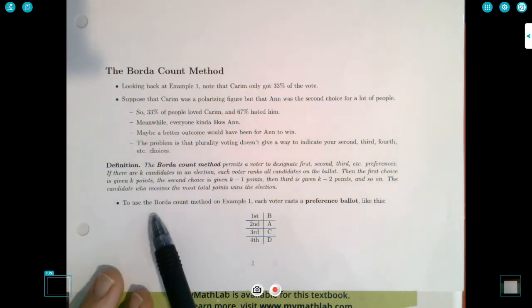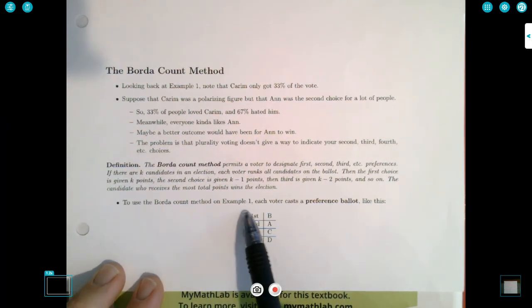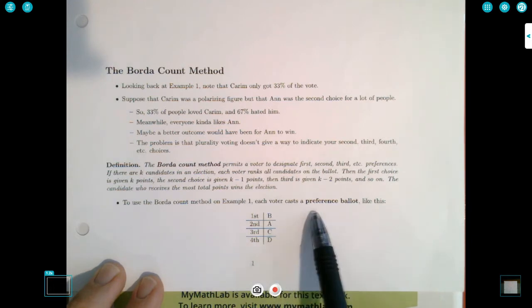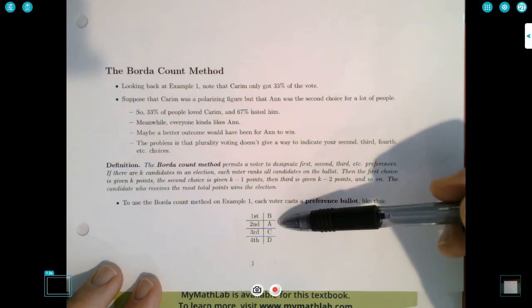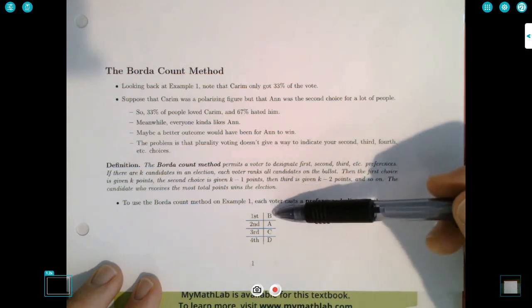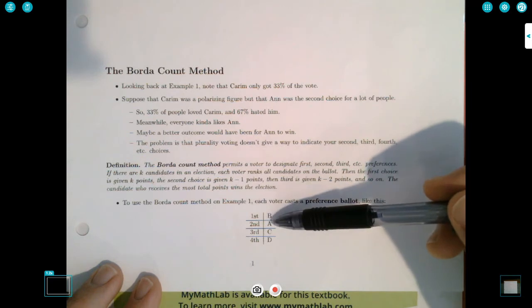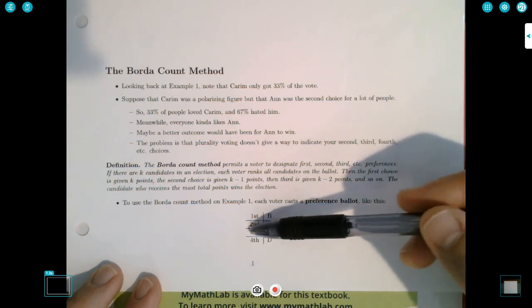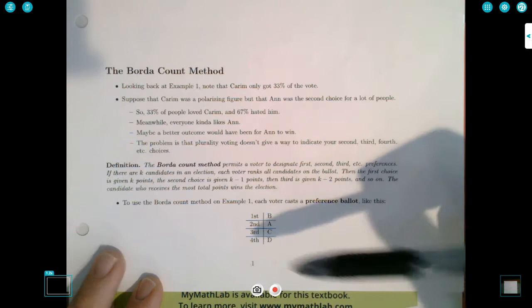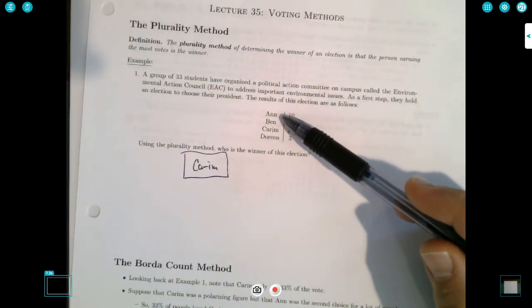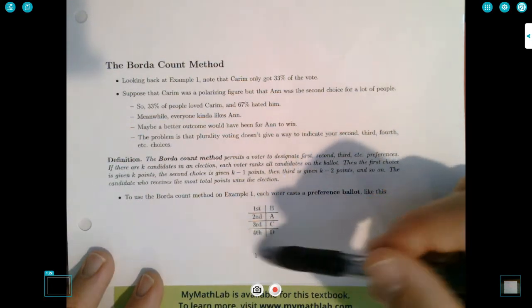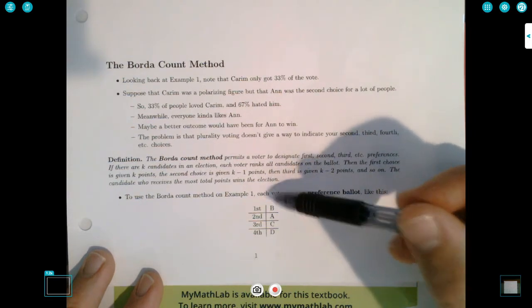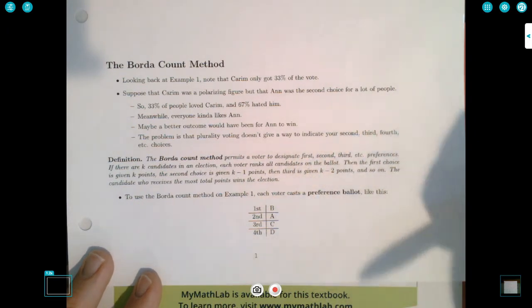To use the Borda count method on example 1, each voter casts what's called a preference ballot, which looks like this. Here I'm just using the first initial of each name. So this particular person voted for Ben for their first choice, Anne for their second choice, Kareem for their third choice, and Doreen for their fourth choice. So I'm just using the names A, B, C, D. This is called a preference ballot. Just to be clear, this is just one ballot, one person's vote, but they're ranking all four individuals.